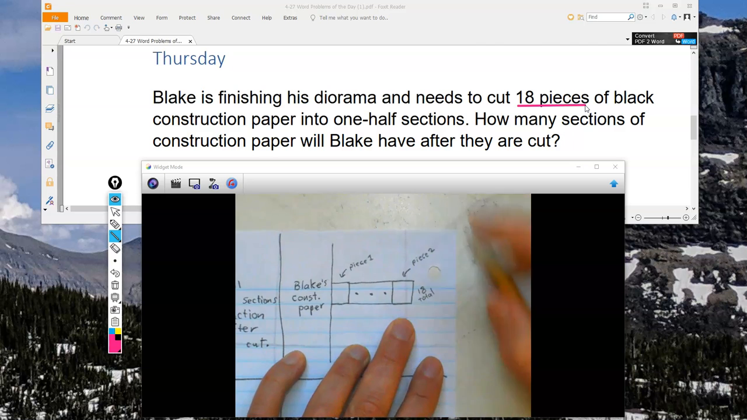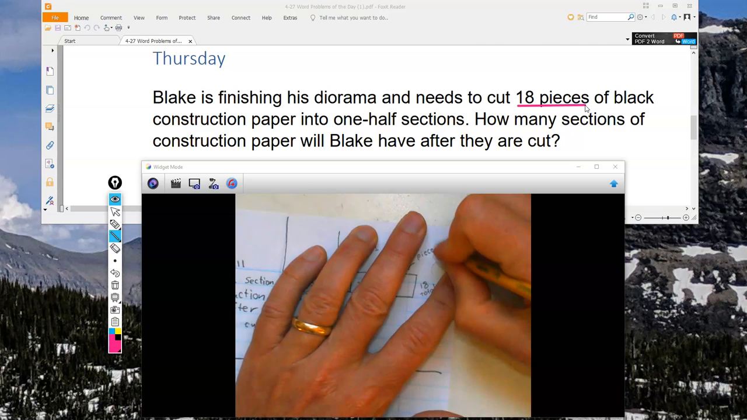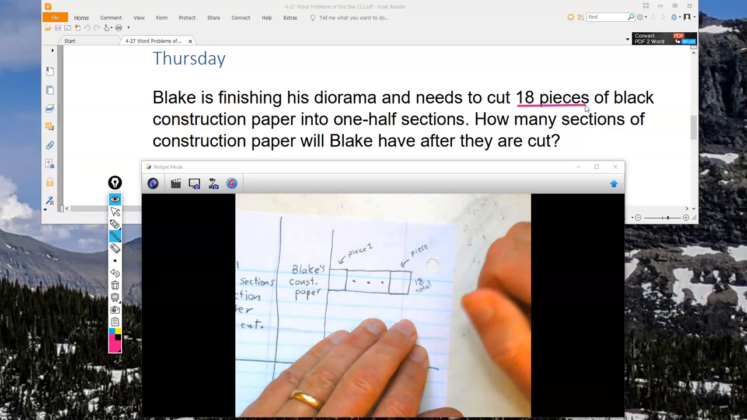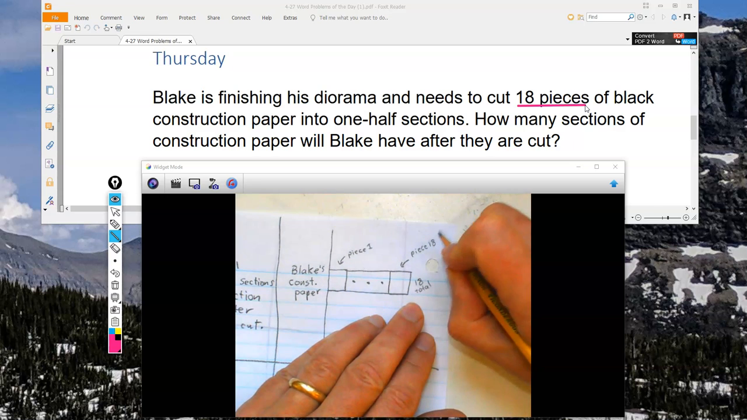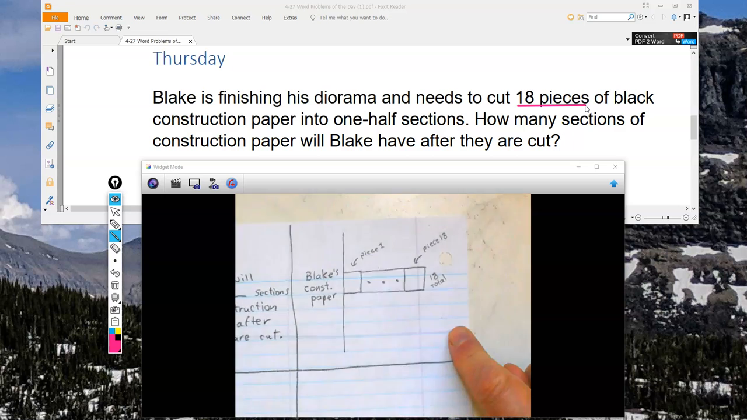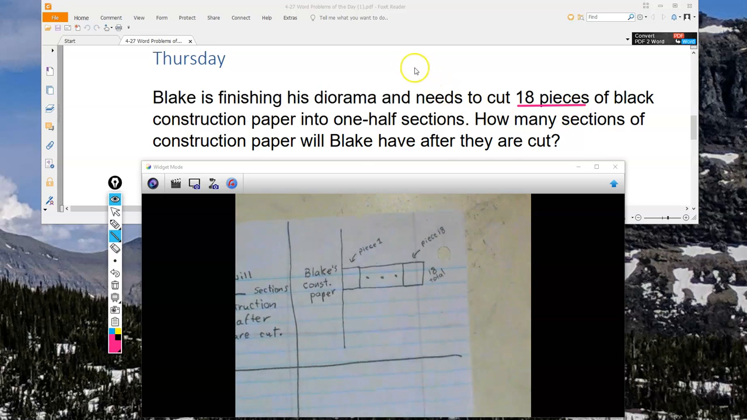Oh, my goodness, I just made a copy error here. It shouldn't be piece 2. It should be piece what, boys and girls? Yeah, piece 18. I have 18 total pieces. Sorry about that. Now I'm going to read it and see how I have to change this story problem model. Blake is finishing his diorama and needs to cut 18 pieces of black construction paper into... oh, there's the word and. I should stop right there so I don't go too far.